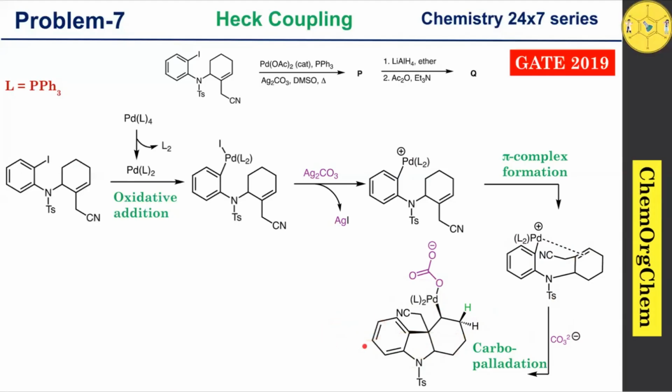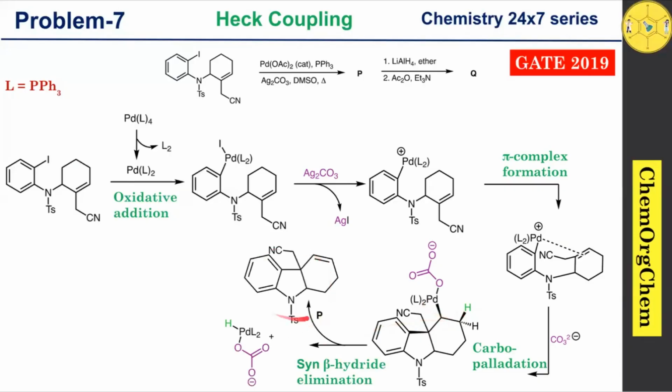The next step of the reaction is a syn beta hydride elimination. Now you can see that this is the alpha carbon, and this carbon and this carbon are beta carbons. However, this beta carbon is a quaternary carbon, whereas this beta carbon has a hydrogen atom. Now you can see that this green hydrogen atom is perfectly aligned with this palladium center. Therefore, syn beta hydride elimination takes place to produce this product B along with this palladium complex. This palladium complex further undergoes reductive elimination to produce palladium zero along with the generation of bicarbonate ion.